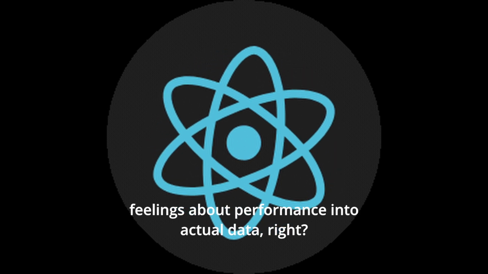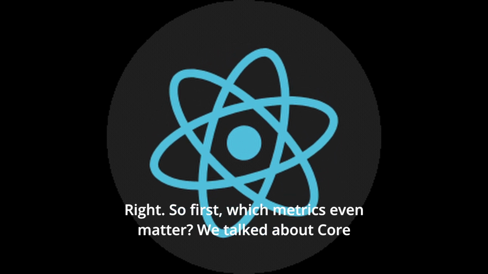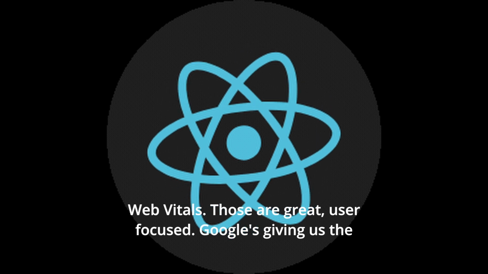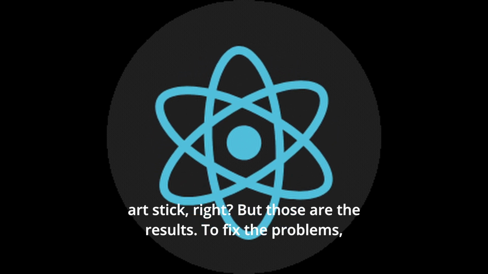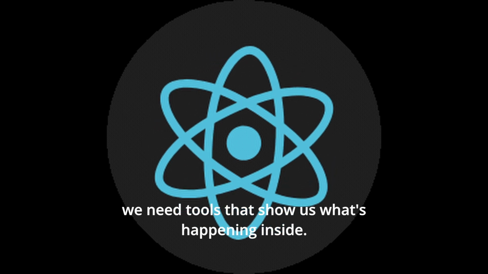Turn those feelings about performance into actual data, right? So first, which metrics even matter? We talked about Core Web Vitals. Those are great, user-focused. Google's giving us the yardstick, right? But those are the results. To fix the problems, we need tools that show us what's happening inside.